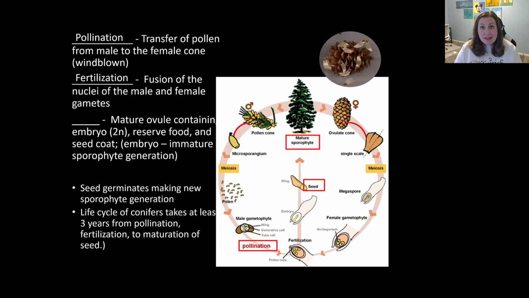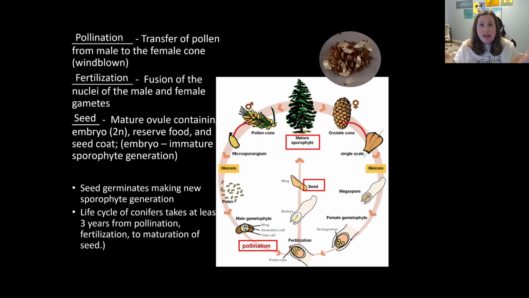Now, in this group, because these are the seed plants, we are now making seeds. Seeds are the mature ovule, and they contain an embryo, which is 2N, diploid. Okay, this is going to then divide into the new plant through mitosis. We also see that inside the seed, they package a reserve food source. So they have food packaged in there for it.